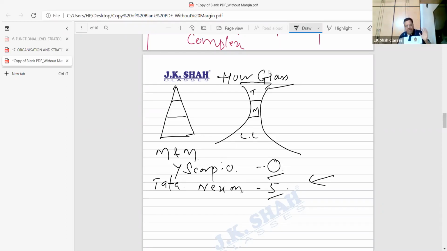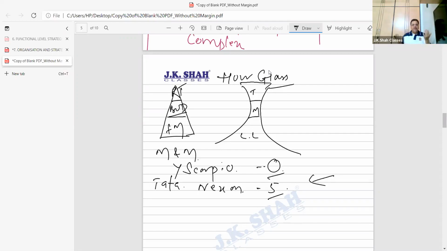So Ratan Tata feels, imagine, Ratan Tata says, see the pyramid, I am at top level. I tell something to the board of directors, who tell it to the factory manager. I tell the board of directors, they don't listen. They act on their own as if they're the bosses. So what to do? Now Ratan Tata says, I don't feel like communicating with the board of directors. I will directly communicate with the factory manager.